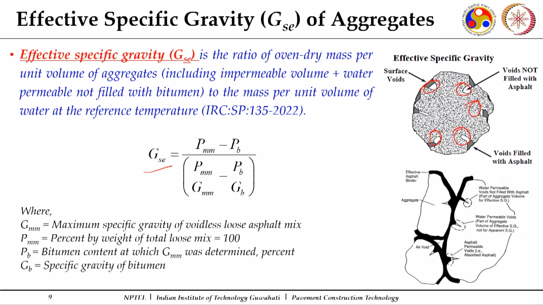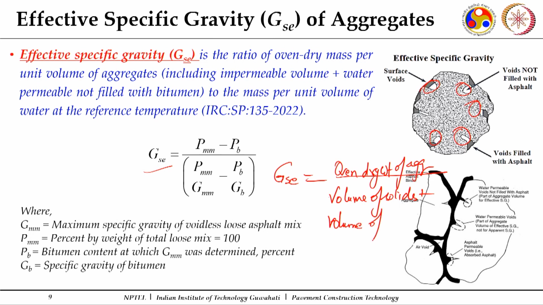So when we look at this, this is the oven dry weight of your aggregates, and this is the volume of solids plus the volume of voids which are impermeable to bitumen. So I'll use this one and I'll use this one.